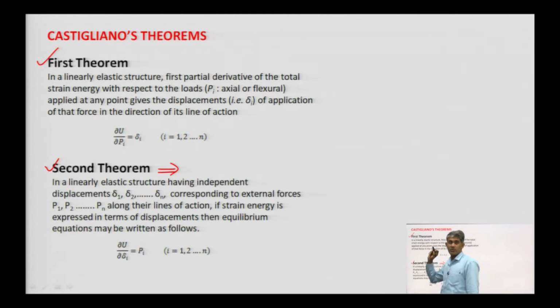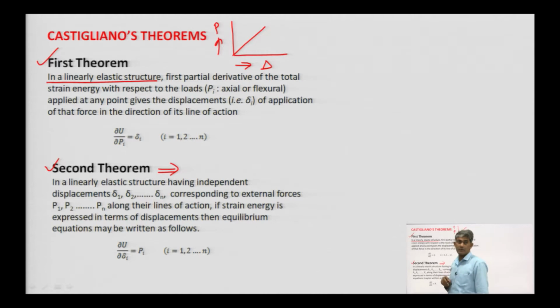The first theorem states that in a linearly elastic structure, linearly elastic system. What is the meaning of a linearly elastic system? Linearly elastic system means deformation and load are always linear. Okay. If it is linear, then the external work done will be how much? It will be the area, and the value of this area is P into delta.